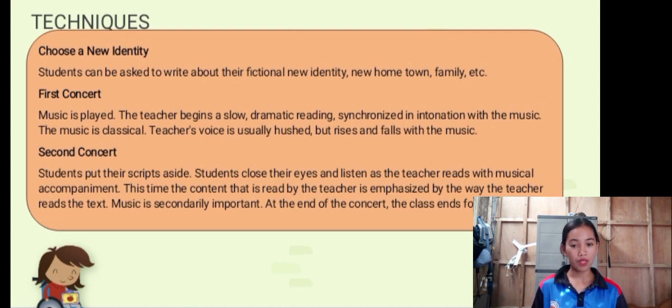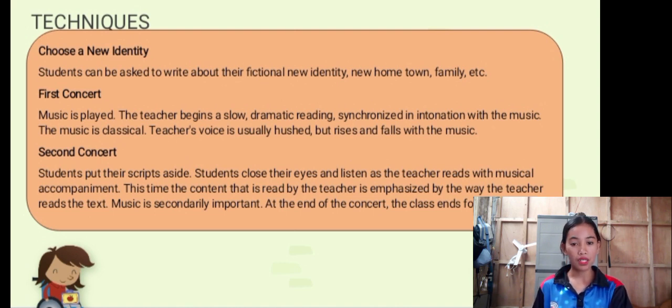In the first concert, music is played. This is where the music is played and the teacher begins a slow dramatic reading synchronized in intonation with the music. The music is classical. The teacher's voice is usually hushed but rises and falls with the music.